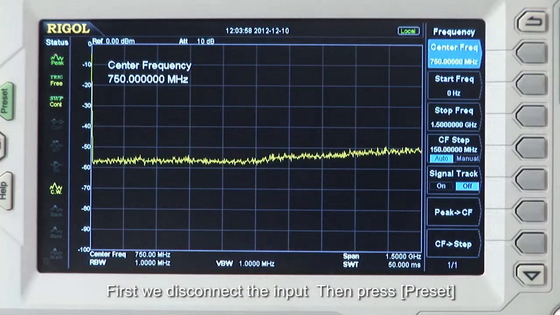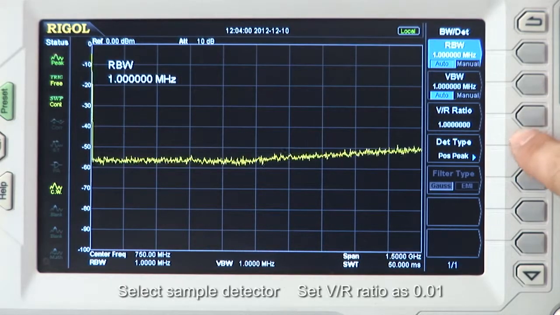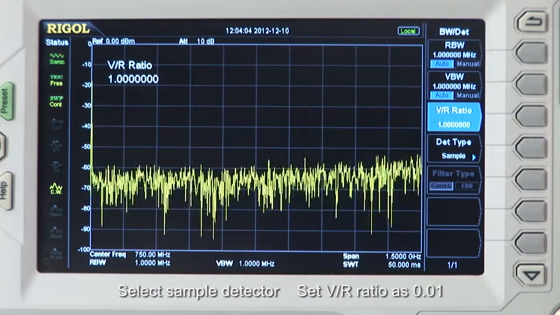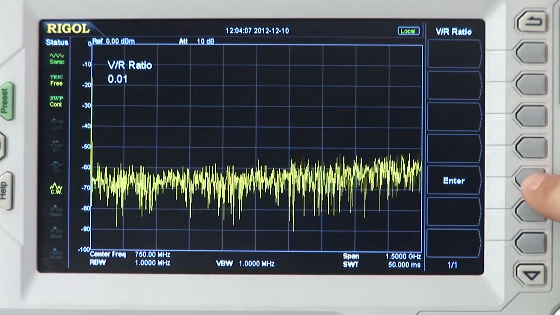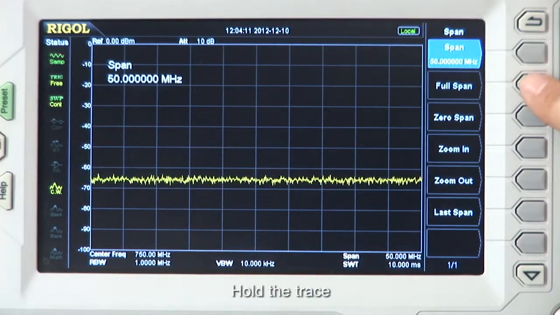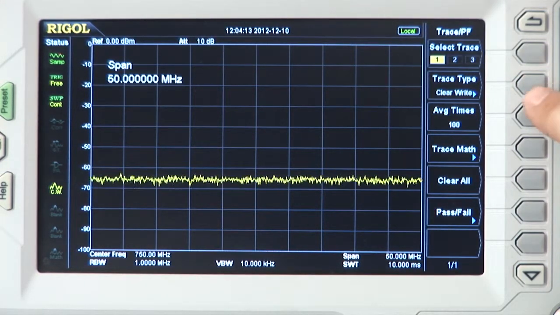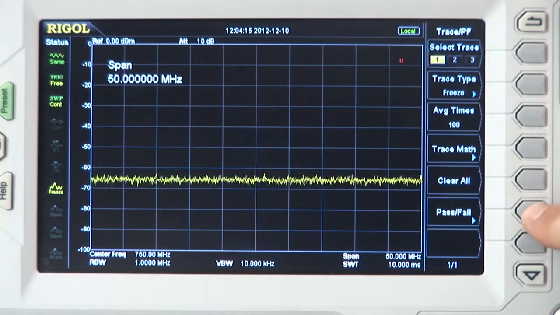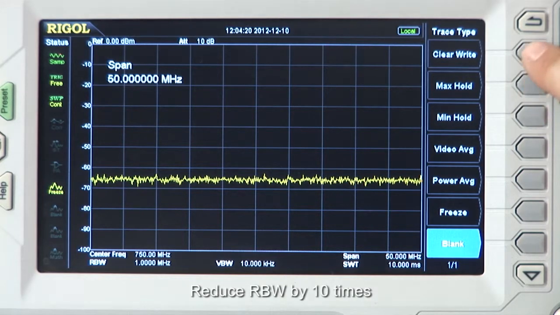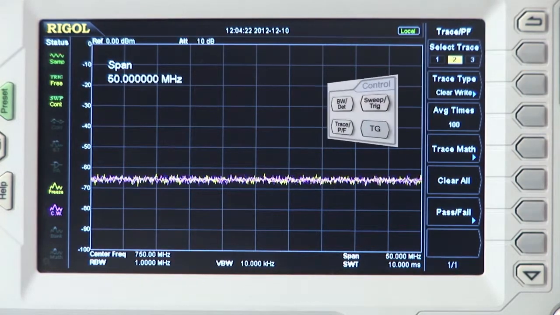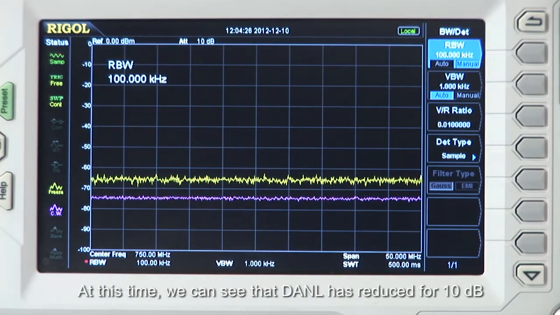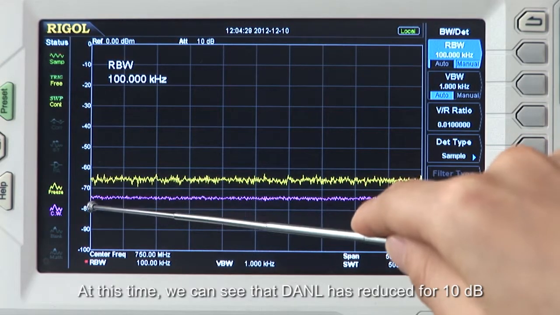First, we disconnect the input, then press Preset, select Sample Detector, set V to R ratio as 0.01, set the span as 50 MHz, hold the trace, enable Trace 2. Now let's reduce the RBW by 10x, and at this time we can see the DANL has reduced 10 dB.